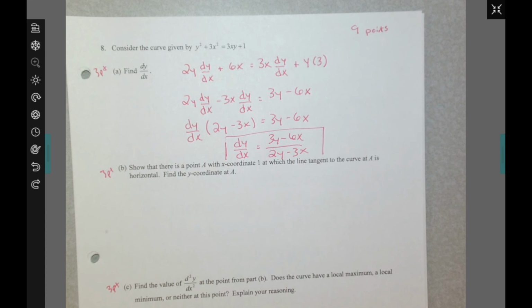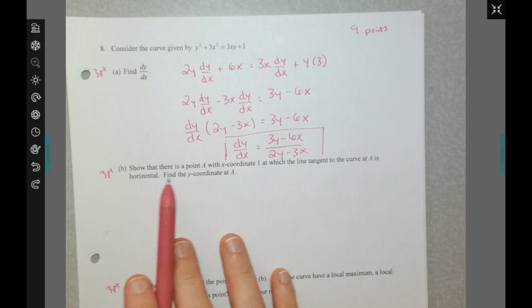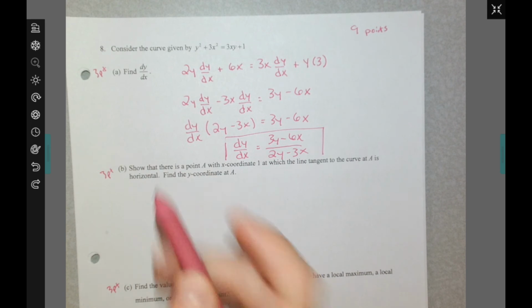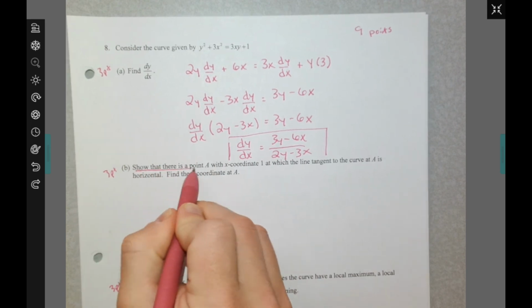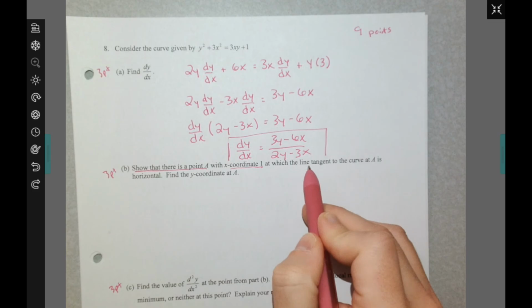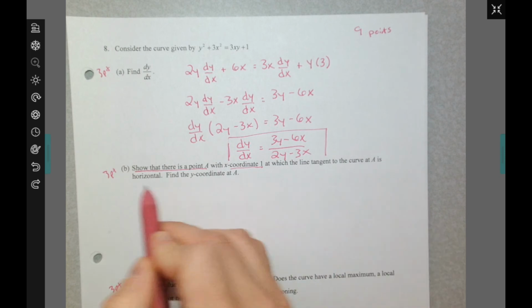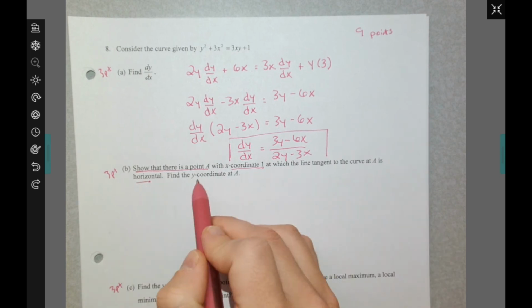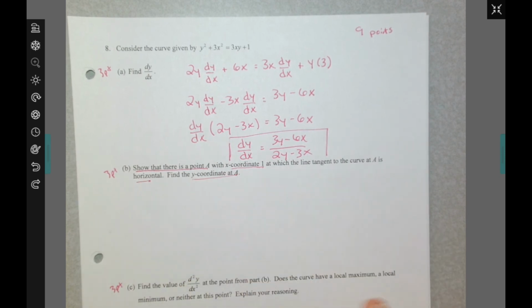We're starting off in good shape. Part B is where we're going to start getting a little more difficult. You want to show that there's a point A. Okay, so here's the key. I want to show that there's a point A with x coordinate 1, at which the line tangent to the curve at A is horizontal. You also have to find the y coordinate of A. So you've got a lot going on here.